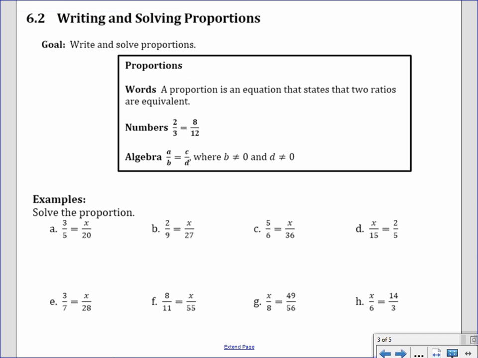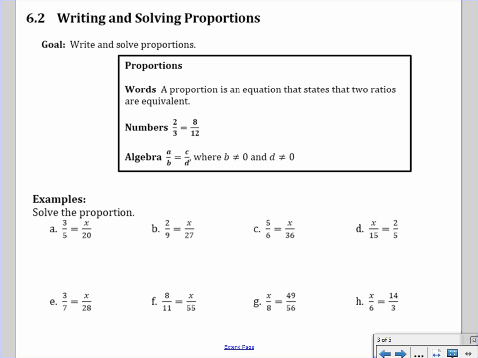Okay, 6.2, writing and solving proportions. Our goal is to write and solve proportions. A proportion is an equation that states that two ratios are equivalent. I think of it as equivalent fractions.